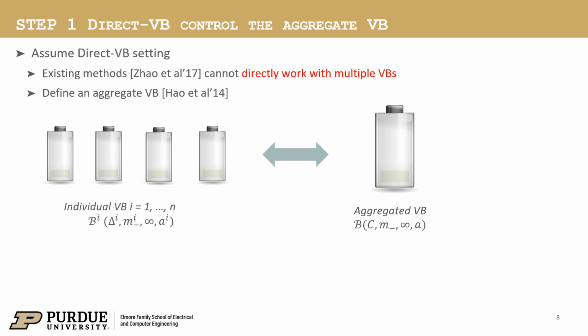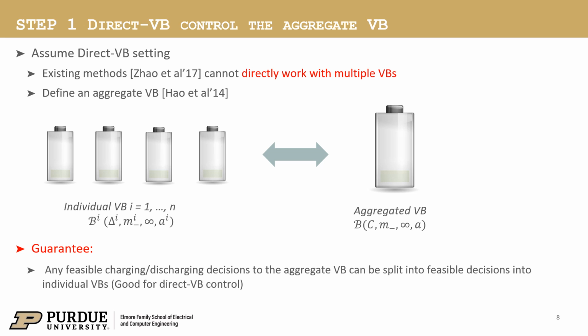In the first step, we assume direct VB control, that is, the utility can directly manipulate the consumption of the load. Our goal is to design an online algorithm with a provable competitive ratio. However, existing methods cannot work with multiple VBs. Therefore, we define an aggregate VB as in the work by Hall et al. The main guarantee is that any feasible charging or discharging decision to the aggregate VB can be split into feasible decisions for individual VBs, which is okay for the direct VB control setting.